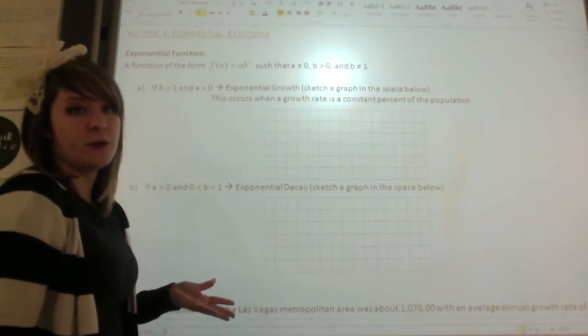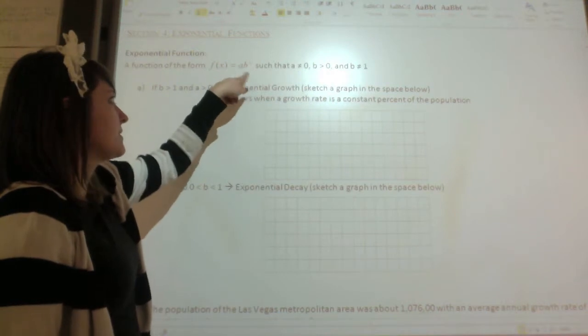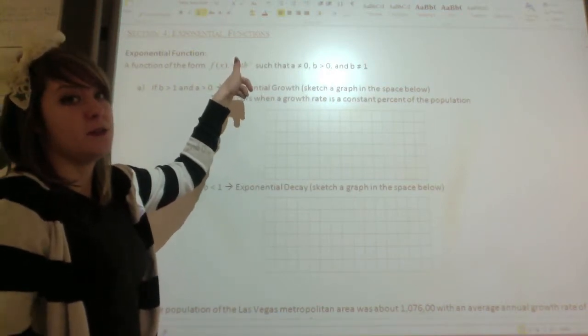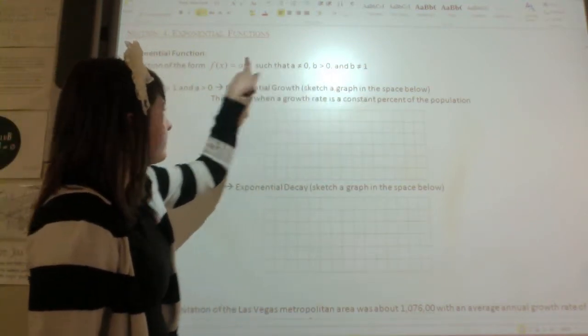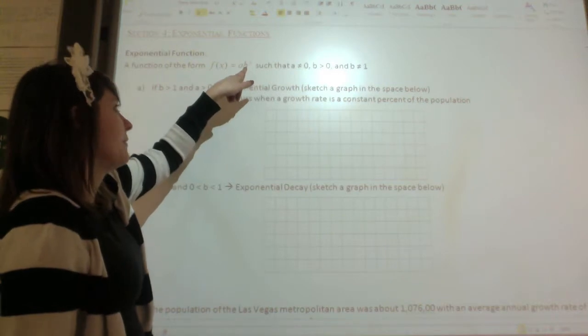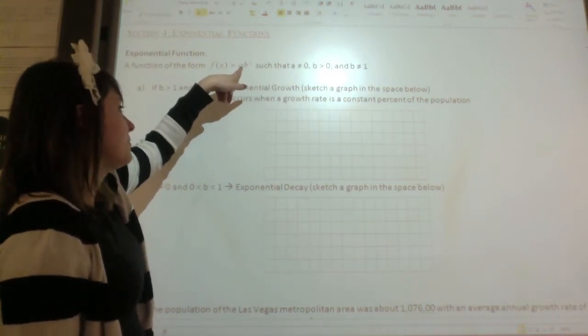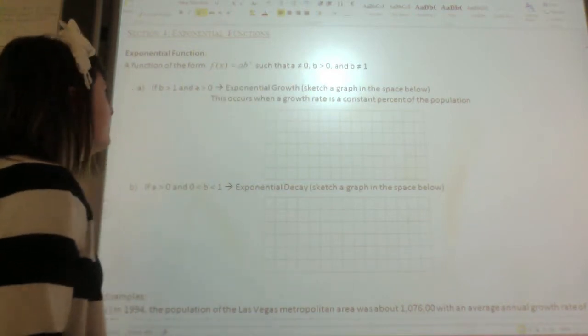So why is that important? Well, a can't be 0 because if a was 0, then you'd just be multiplying some number by 0 every time. And when you multiply by 0, you get 0, so that would just be a constant function. Same thing if b equaled 1. 1 to any power is just 1. So you would just be taking your a times 1 if b was 1, which again would just be a constant function. So neither of those would be considered exponential.